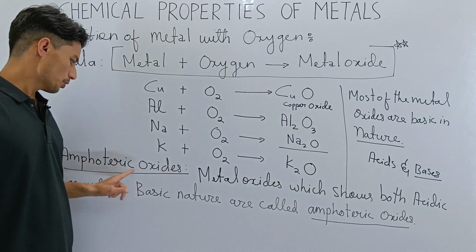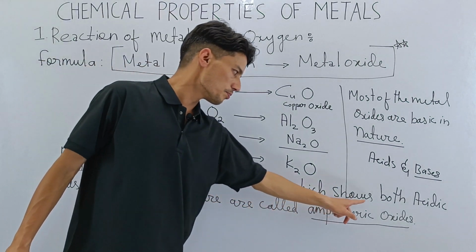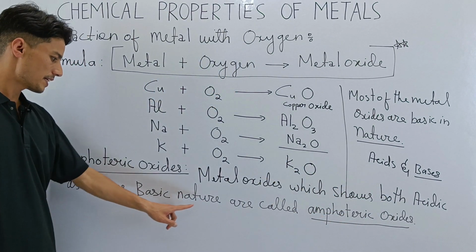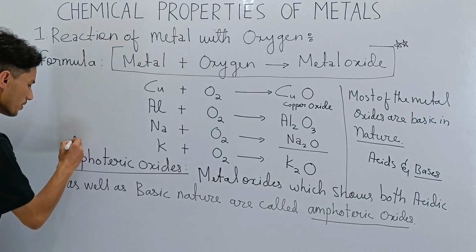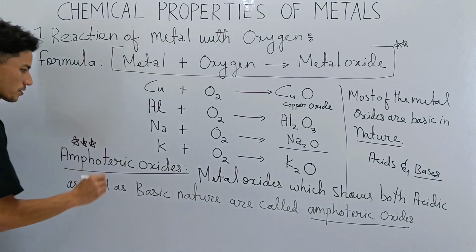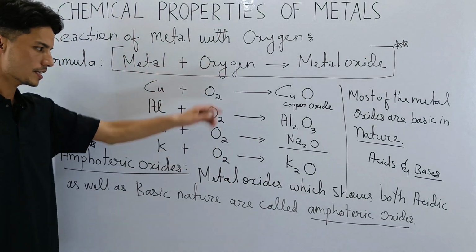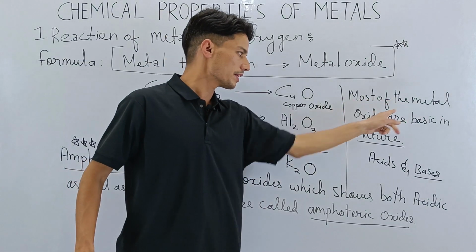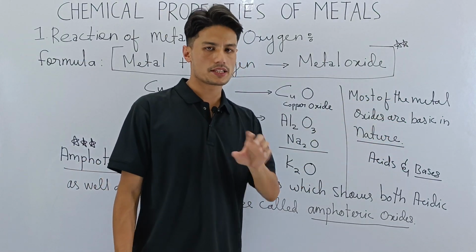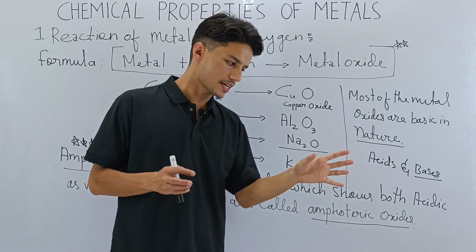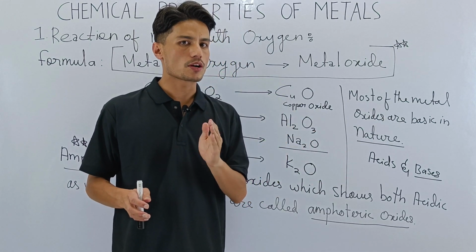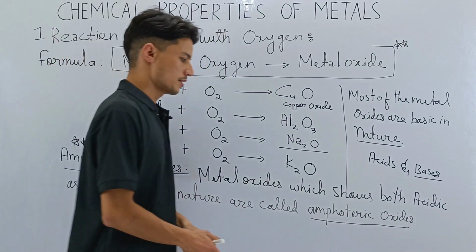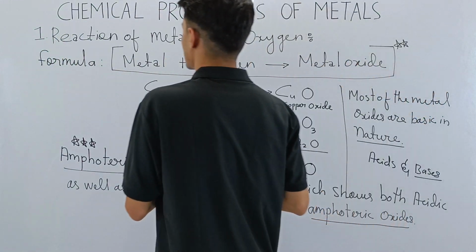So class, amphoteric oxides: metal oxides which show both acidic as well as basic nature are called amphoteric oxides. Very, very important, okay class. These are very important notes. Remember this also, most of the metal oxides are basic in nature, but there are some metal oxides which show both acidic as well as basic nature. Such metal oxides are called amphoteric oxides. Alright, now let me erase this and let's go to the next point.